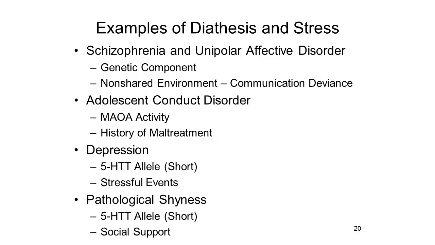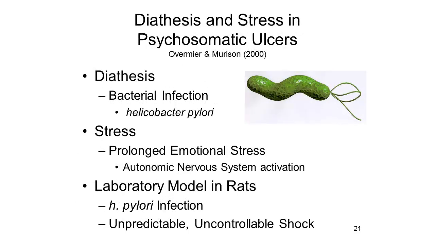In adolescent conduct disorder, we've seen how levels of MAOA activity, which are presumably under genetic control, interact with a history of maltreatment. In depression, we've seen how the 5-HTT genotype interacts with stressful events, and in pathological shyness, a developmental precursor to depression, we've seen how this same 5-HTT genotype interacts with social support. So in each case, we see a clear interaction of a biological, genetic diathesis with some aspect of environmental stress. This is exactly the kind of pattern that we'd expect to see given the diathesis-stress framework for understanding the etiology of mental illness.